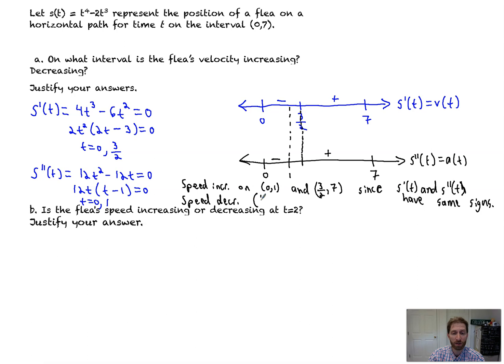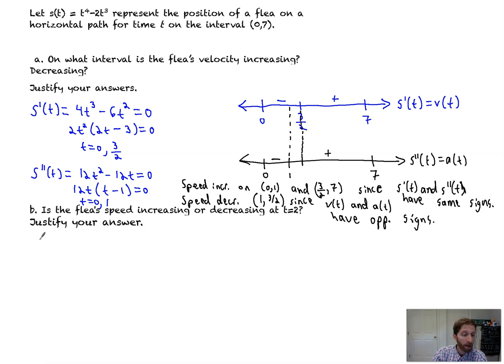So speed is decreasing from 1 to 3/2, since v of t, or s prime of t, we've defined them both, and a of t have opposite signs. That's it. That's all there is to it. And I'll abbreviate the heck out of that. All right, that's speed. Speed is all about, do the velocity and acceleration have the same sign or opposite signs? Is the flea's speed increasing or decreasing at t equals 2?